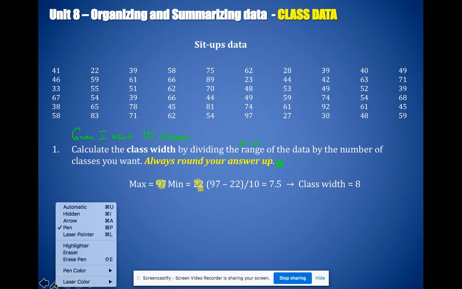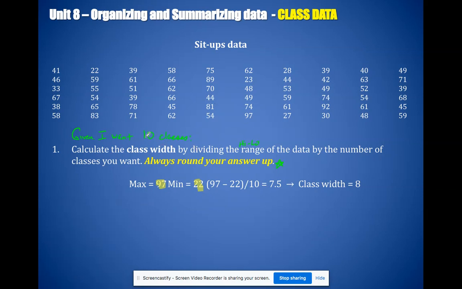Given that I want 10 classes, I divided the range by 10 and I did not get an even number. I do not follow any rounding rules. I don't care if that was 7.01. Always round up. Your class width is 8. So I'm going to create 10 classes and I'm going to dump a bunch of data into each class, and I'm going to capture all my data.